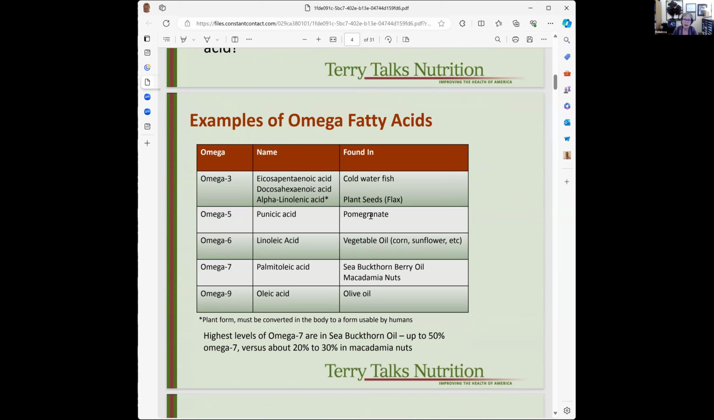Omega-5 is very, very rich in antioxidants. I would say a superfood, like sea buckthorn berry, if you wanted to put it that way. Omega-6 is the one we want less of, the linoleic acid from vegetable oil, corn, sunflower, all of that stuff. Omega-7, palmitoleic acid, comes from sea buckthorn berry oil and macadamia nuts. And I will say in our skincare product and in our base oil, we also have the macadamia nut oil. And then omega-9 from olive oil.